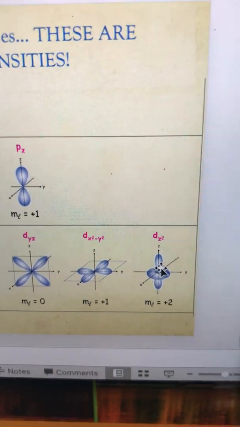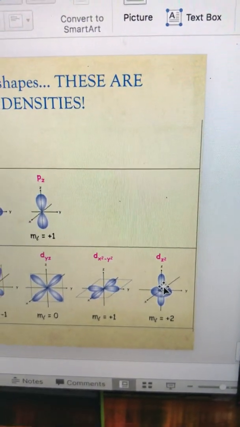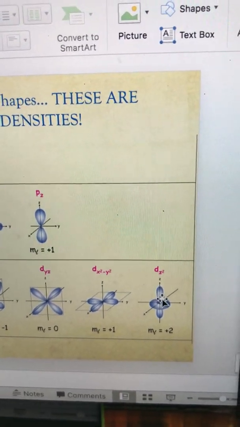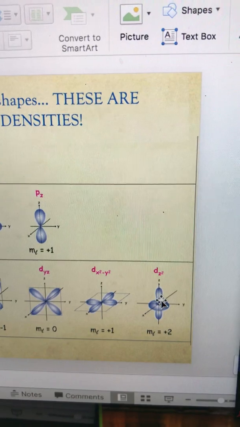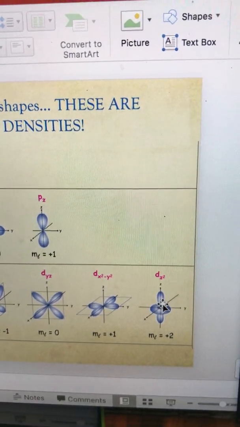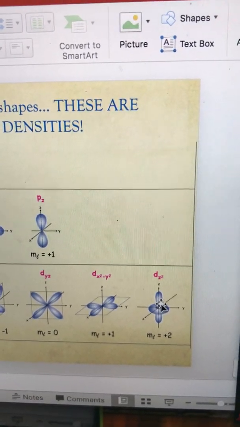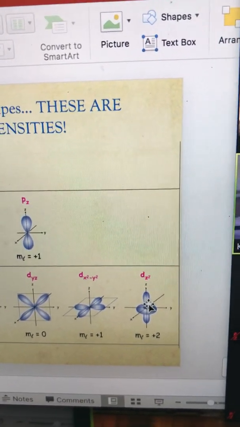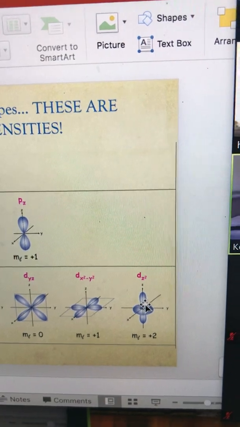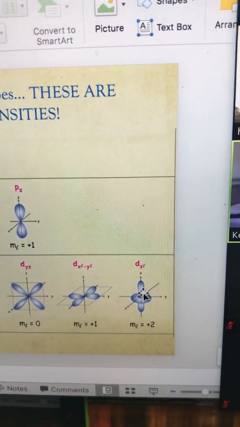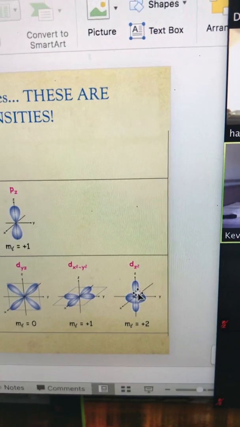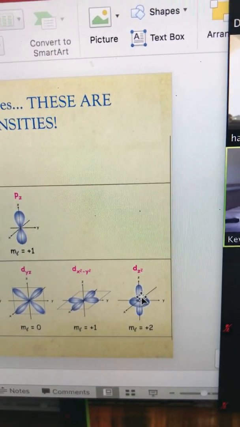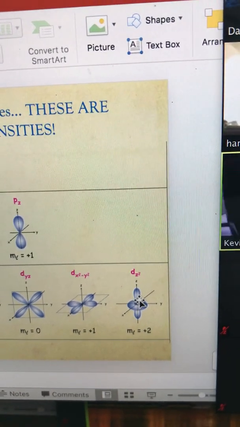So the question was explicitly asking which d orbitals or d suborbitals are involved in hybridization. So it wasn't asking about the specific sp3d or sp3d squared. It was just asking which ones are capable of hybridizing. So there were 2 right answers. No, there was one answer that had both of those. Okay, I gotta look at this one.